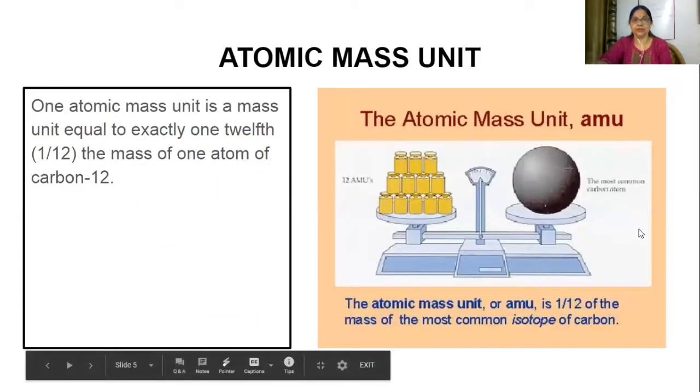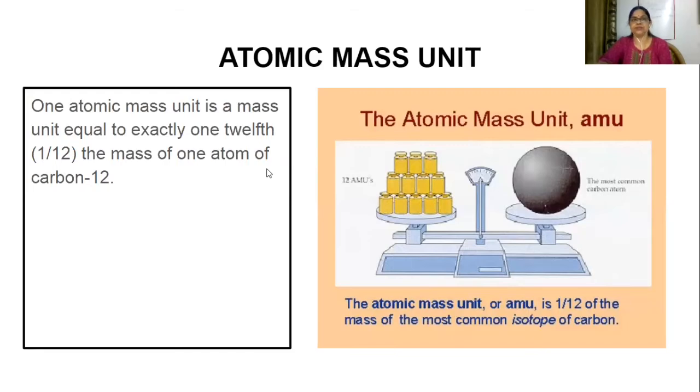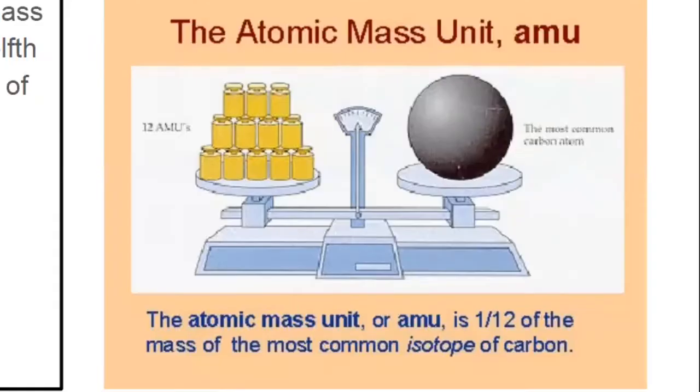Atomic mass unit. One atomic mass unit is a mass unit which is exactly equal to 1/12th of the mass of carbon-12 atom. You can observe over here. This is one carbon atom and these are the 12 parts of one carbon atom, and every part is equal to one atomic mass unit. So 12 parts will be equal to 12 atomic mass units.